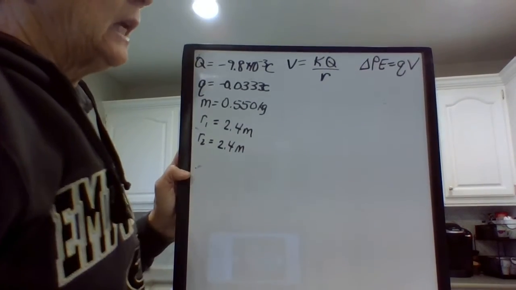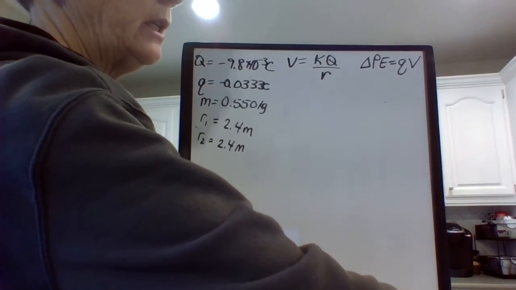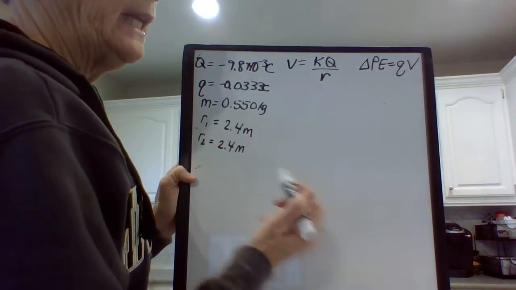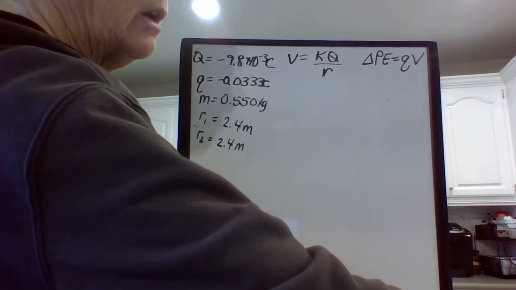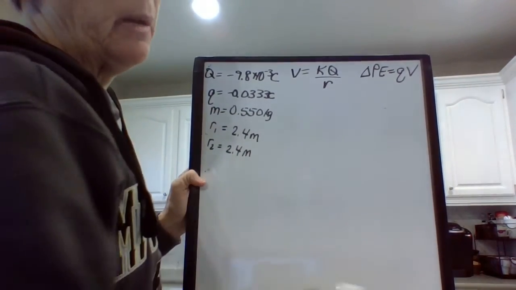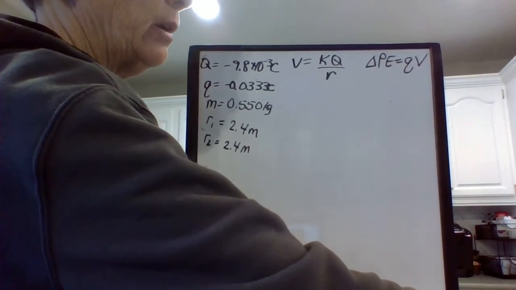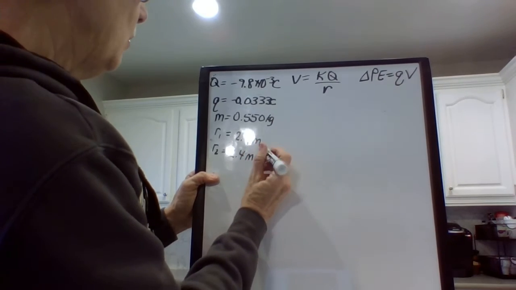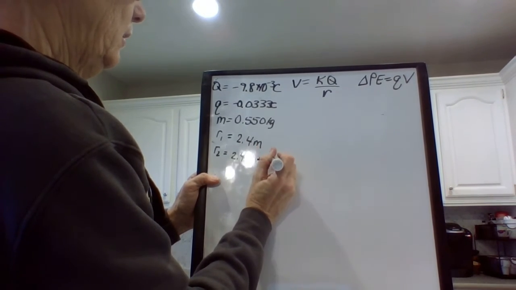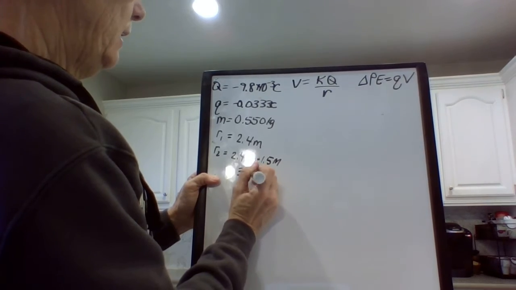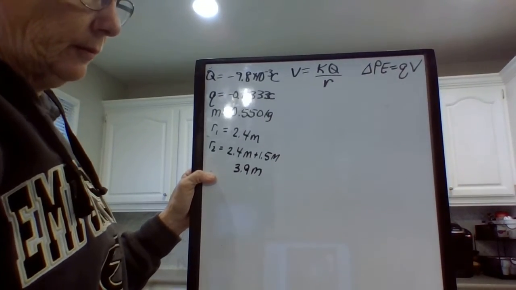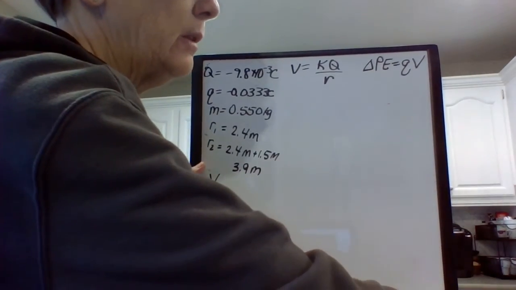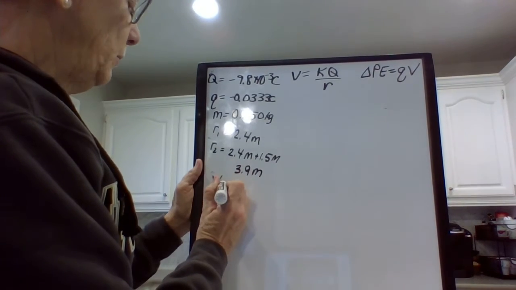Okay, so on this one, the problem says the object starts, so it's initially placed at 2.4 meters and then it's allowed to move. If you notice though, they're both negative charges, so it's going to want to move away. So if the particle travels 1.5 meters, it's going to get 1.5 meters farther away. So it's going to end up 3.9 meters away. And we want to know what its velocity will be.